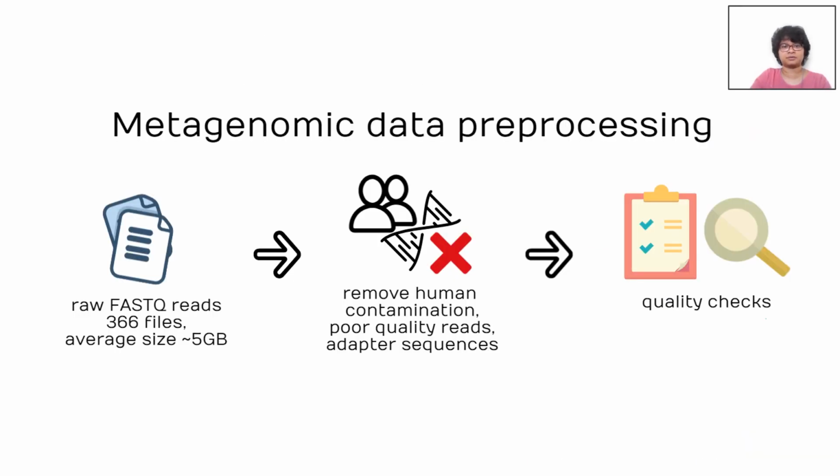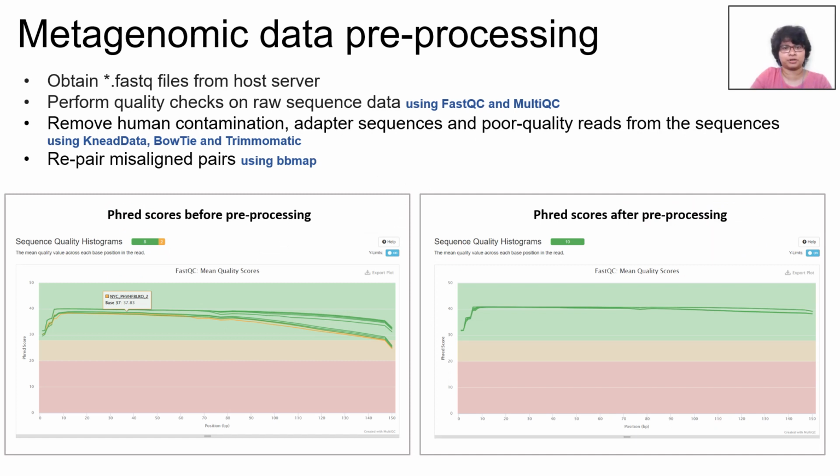Before we can extract counts of phages and resistomes from these reads, we need to preprocess these raw metagenomic sequences to improve their quality. In this step, we broadly removed human contamination, adapter sequences, and poor quality reads from raw sequences. The quality scores before and after preprocessing are shown here. On the left, we see that the quality scores were pretty low before preprocessing, but after, we see that the scores are pretty high and are acceptable for the further steps of our analysis.